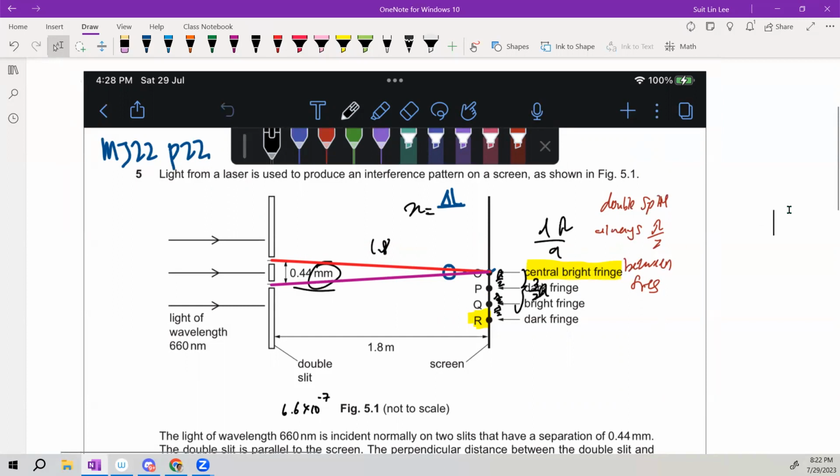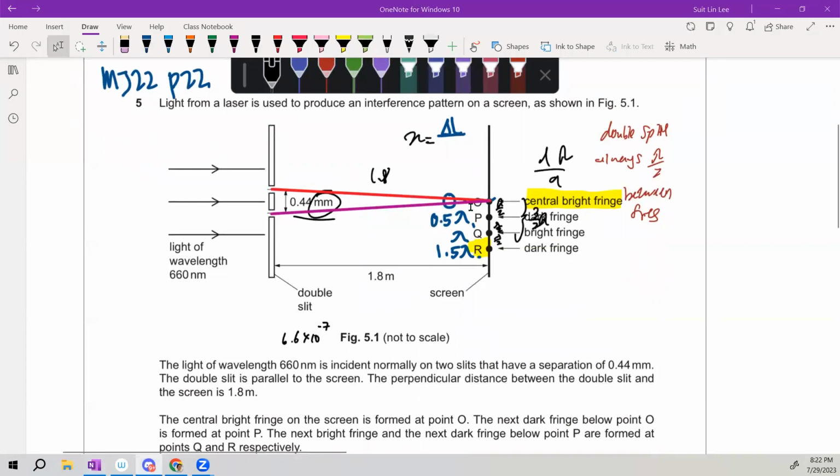Okay, and this means when I travel down and get a dark fringe, the path difference is lambda over 2, or 0.5 lambda, because think about the conditions for superposition. When I want a dark fringe, it is 0.5 lambda. Then this one would be 1 lambda, and this one would be 1.5 lambda. So this is basically the progression. The reason why I know it's 0.5 lambda and 1.5 lambda will require you to think about how the waves should meet.